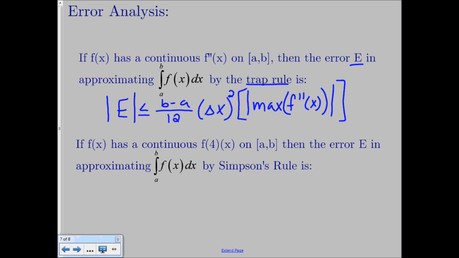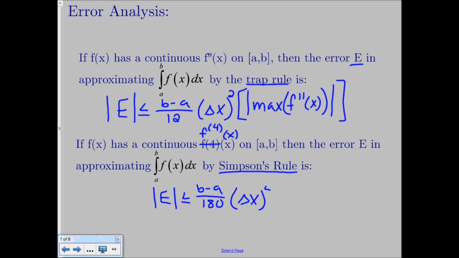And then to evaluate the error for Simpson's rule, the function has to have a continuous fourth derivative. So this should really be written as f with this like here. So if the function has a continuous fourth derivative on the interval, then the error E in approximating the definite integral from a to b is given by the absolute value of E is less than or equal to b minus a over 180 times delta x to the fourth, again times the absolute value of the maximum of the fourth derivative over the interval.